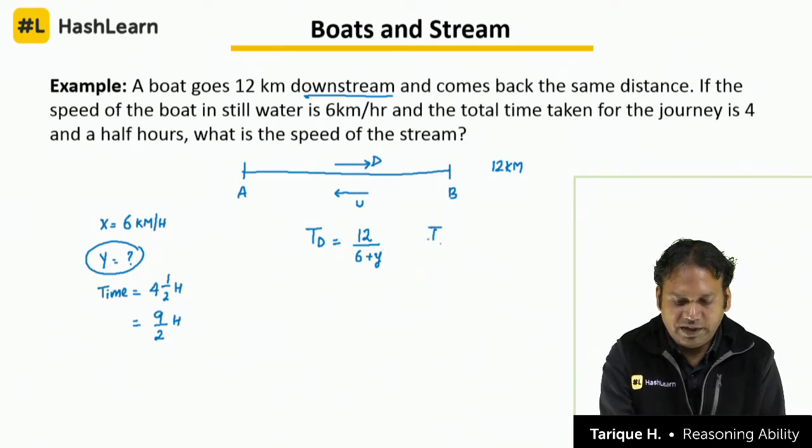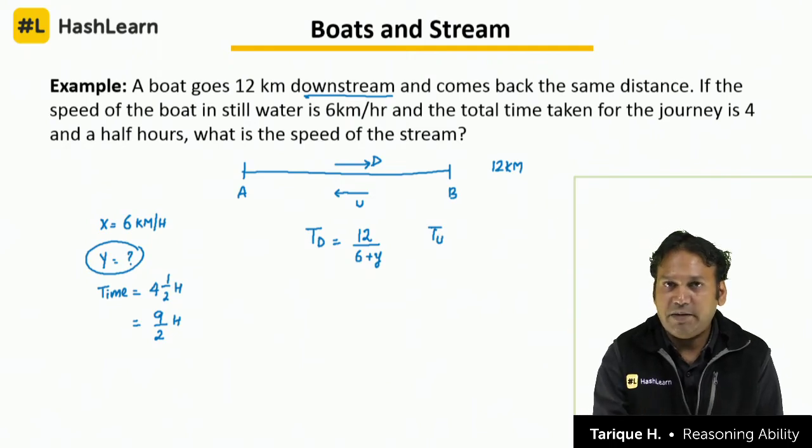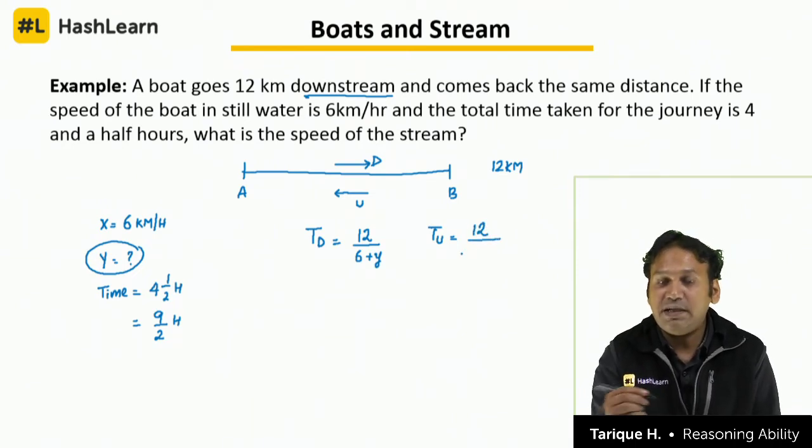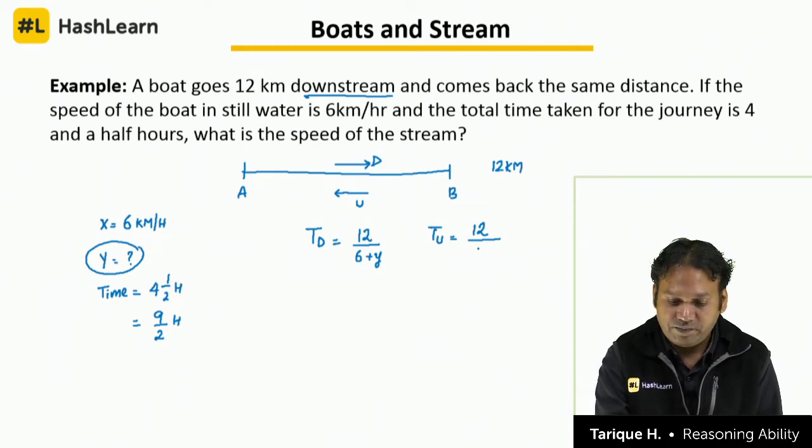Now, what will be the time taken to go upstream? Distance is same. Distance is 12 kilometers. Distance is not changing. Divide by x minus y. If you are going upstream, you have to divide by speed upstream. 6 minus y.